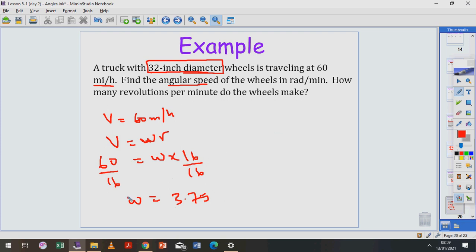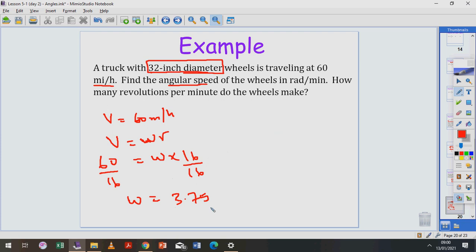Yes, Micah? I actually don't know. Sorry, what are the units? Oh, wait. Okay, no. Rads per minute? Is it? No, it says how many revolutions. Isn't that like going around? Uh-huh. Yeah. So would it be pi? Because it's rads per minute.